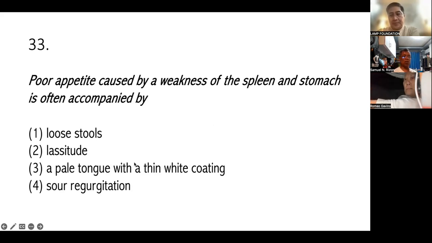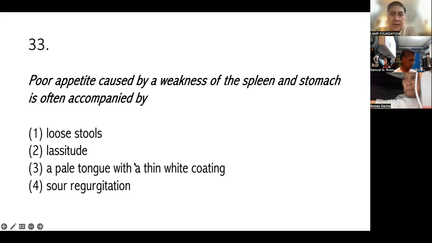Poor appetite caused by a weakness of the spleen and stomach is often accompanied by 1 loose stools, 2 lassitude, 3 a pale tongue with a thin white coating, and 4 regurgitation. Ang answer po, pag poor appetite, weakness of spleen and stomach, itong loose stools, lassitude, a pale tongue with a thin white coating. For letter A. Answer, letter A, 1, 2, 3.